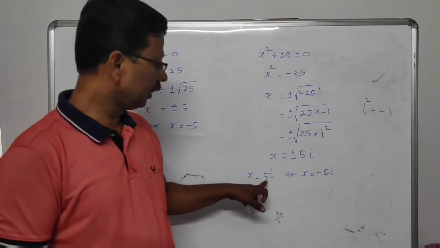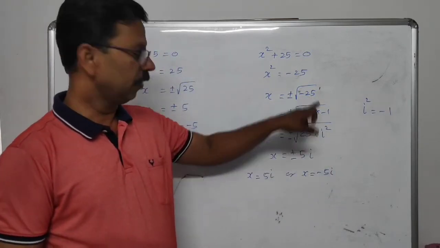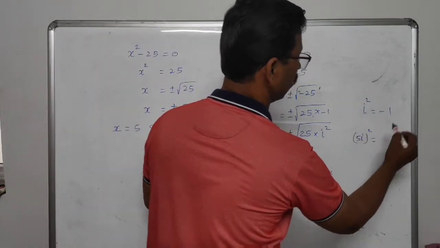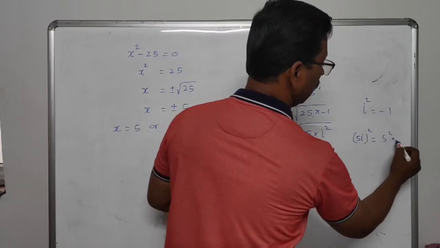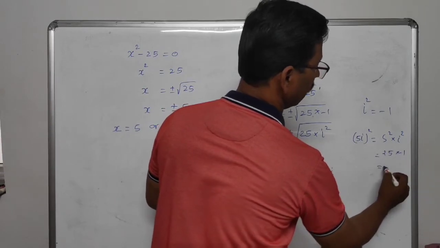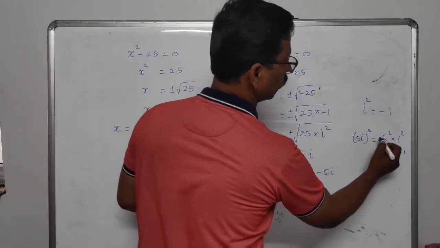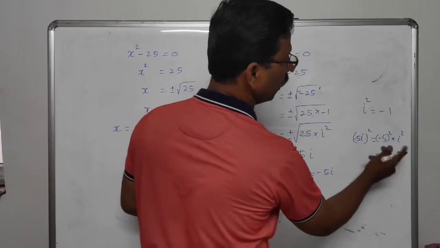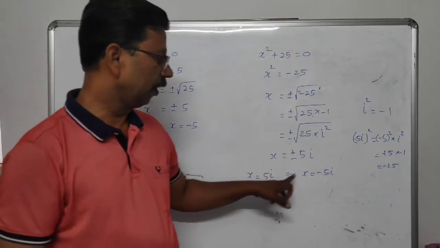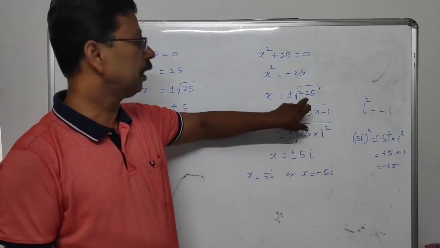Likewise, if you square this plus 5i or this minus 5i, you will get this minus 25. For example, if you square this 5i, based on this concept, 5i whole square is equal to 5 square into i square. 5 square is how much? 25. And i square is minus 1. Therefore, you are getting minus 25. Likewise, if you take minus 5 also, minus 5 whole square into i square, minus 5 whole square equal to 25 into i square, means you are getting minus 25. Therefore, this plus 5i or minus 5i are the roots of the square root of this negative number minus 25.